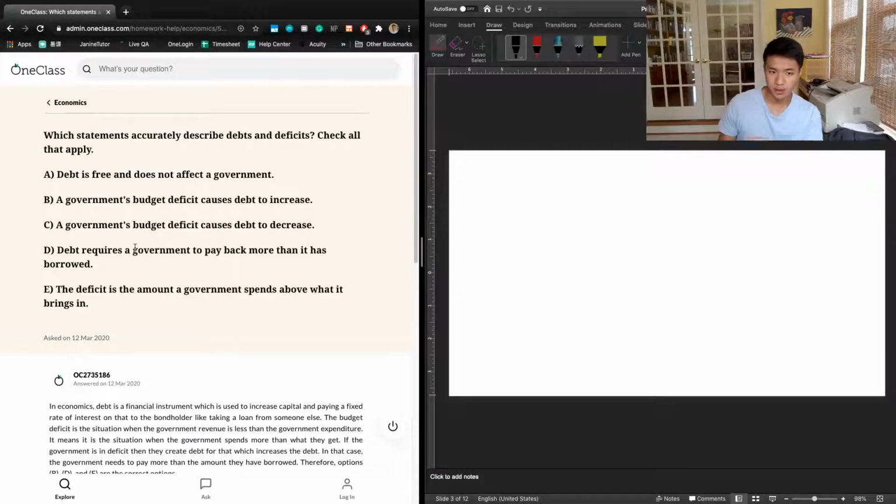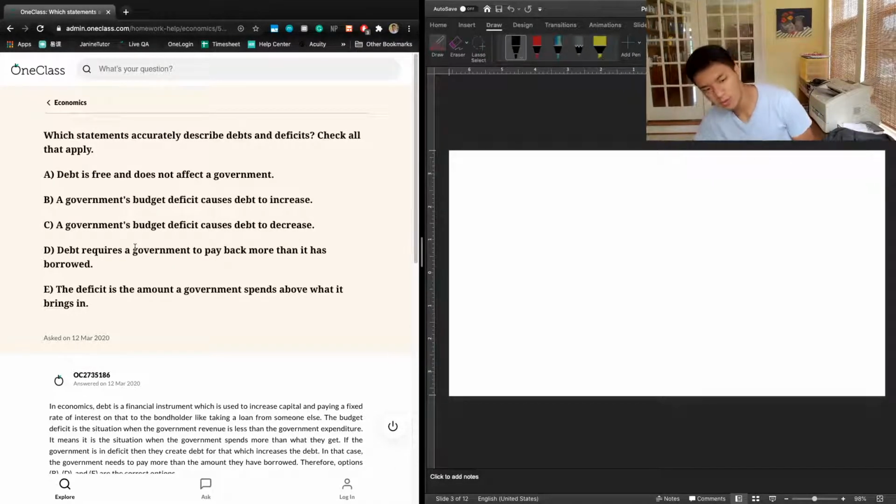B says the government's budget deficit causes debt to increase. That's true. We know that if the government runs a deficit, that gets added to the already existing debt to result in our new debt, right? So B is definitely correct. C says the deficit causes debt to decrease. That's not true. We just said it causes debt to increase.